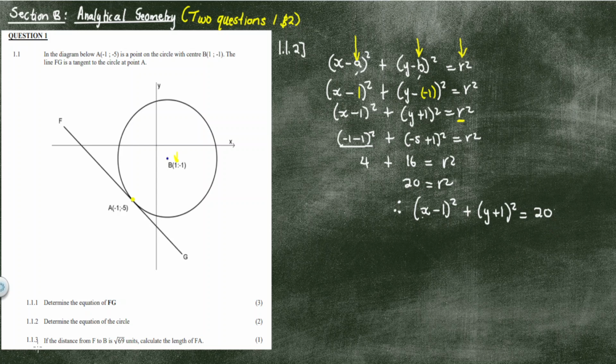Then they come back here to 1.1.3. If the distance from F to B, let's highlight this in red. From F to B. Now from here it goes to B. Alright. But it's the square root of 69. But it's square root 69. And then we calculate FA. I'm going to highlight this in blue. Now FA.